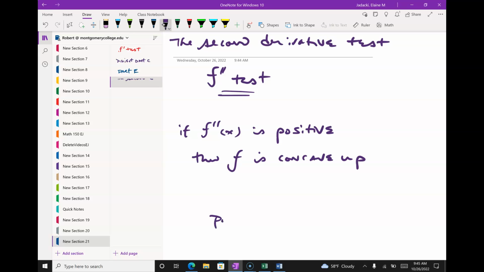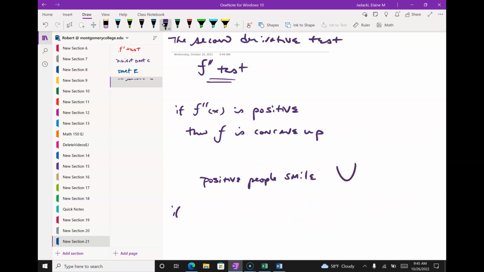And I like to say positive people smile. So I'm looking for that shape in concavity. Other people will say it holds water, right? It would collect water in there, kind of thing, right?